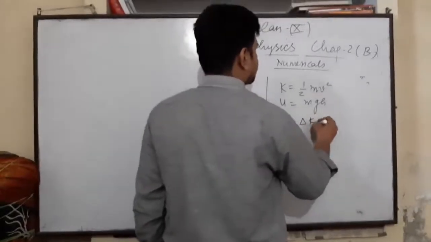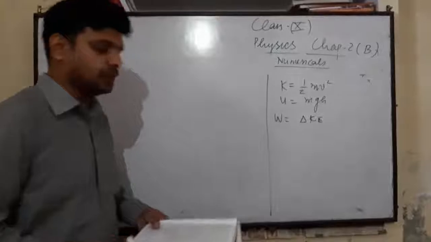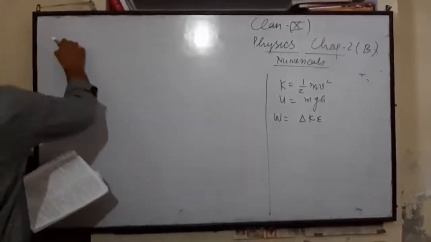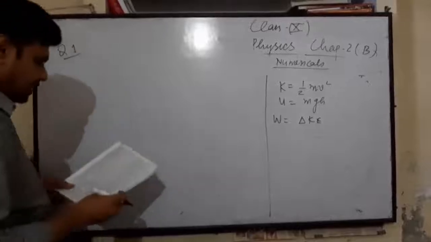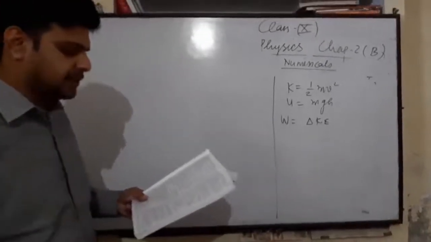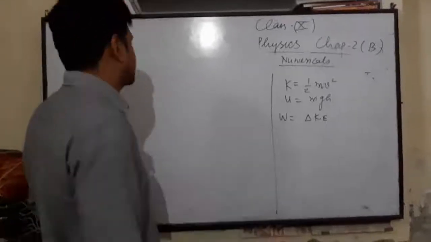Work done is equal to change in kinetic energy. Mostly we will use these three formulas. So we will start from question number 1. Two bodies of equal masses are placed at the height h and 2h. Find the ratio of their gravitational potential energy.